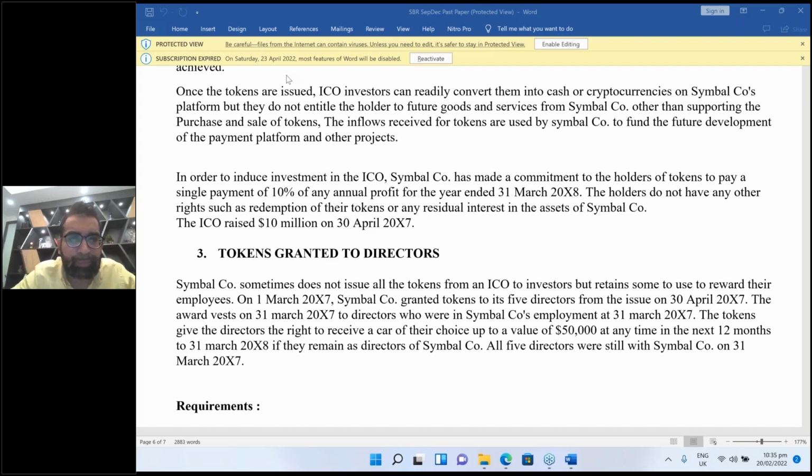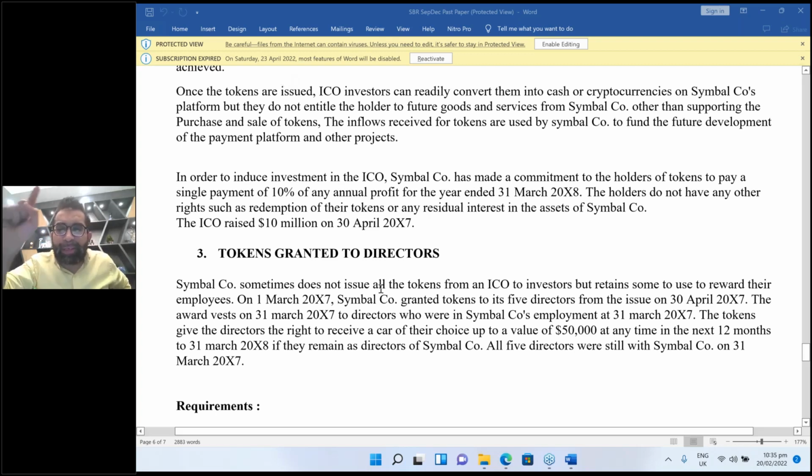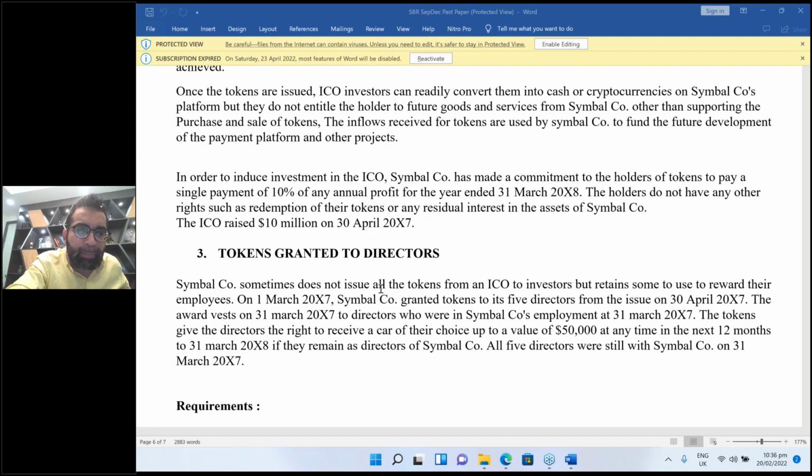Now, let's read. Symbol company sometimes does not issue all the tokens from an ICO to investors, but retains some to use to reward their employees. On 1st March X7, symbol company granted tokens to its 5 directors from the issue on 30th April X7. See, 1st March X7, that means before our first accounting period ends on 31st March X7. So this is 1 month before that 31st March X7. Don't forget.